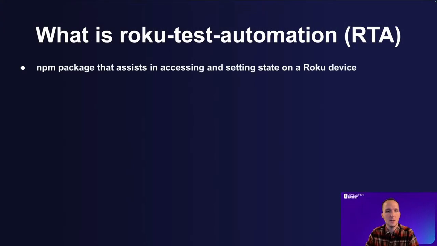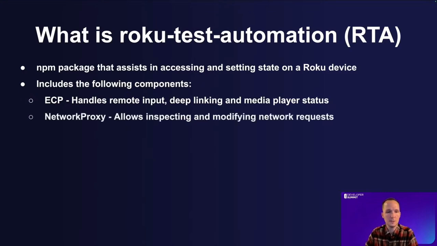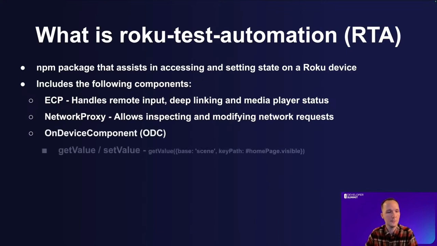It's an NPM package that assists in accessing and setting state on the Roku device. It includes the following components: ECP, which handles remote input, deep linking, and media player status; network proxy, which allows inspecting and modifying network requests; and the on-device component, which is kind of the heart of RTA. These are just some of the common ones: get value, set value.